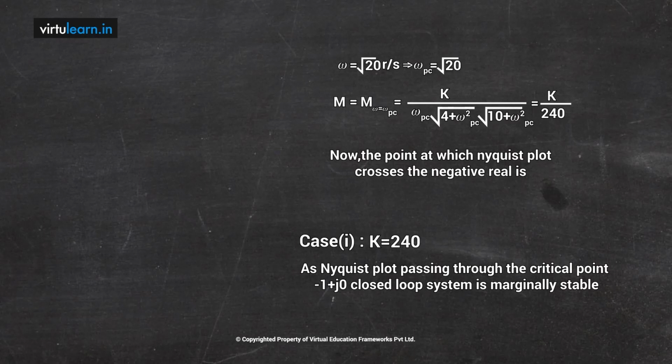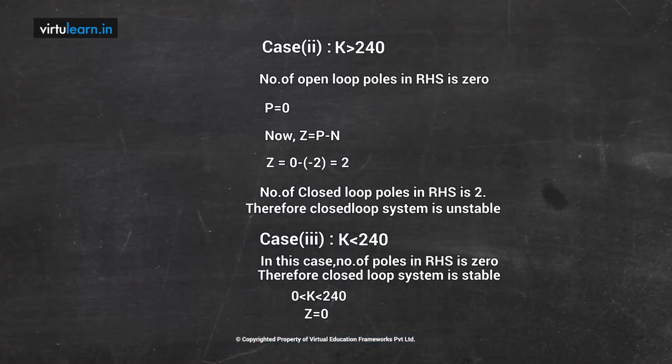Whenever the Nyquist plot passes through the critical point, the closed loop system is said to be marginally stable or critically stable. The system will have continuous oscillations, and at that particular k value, in this case k is 240, we will have one or more non-repeated poles on the imaginary axis. This is the critically stable or marginally stable condition, k is 240. Now the second case: let us take k greater than 240.